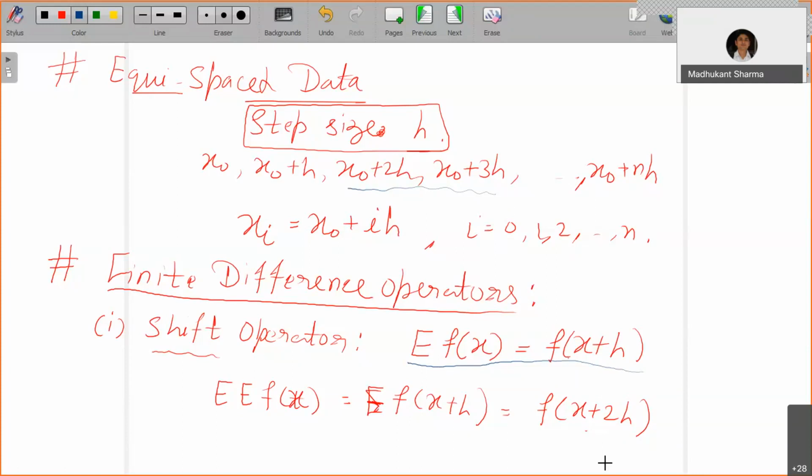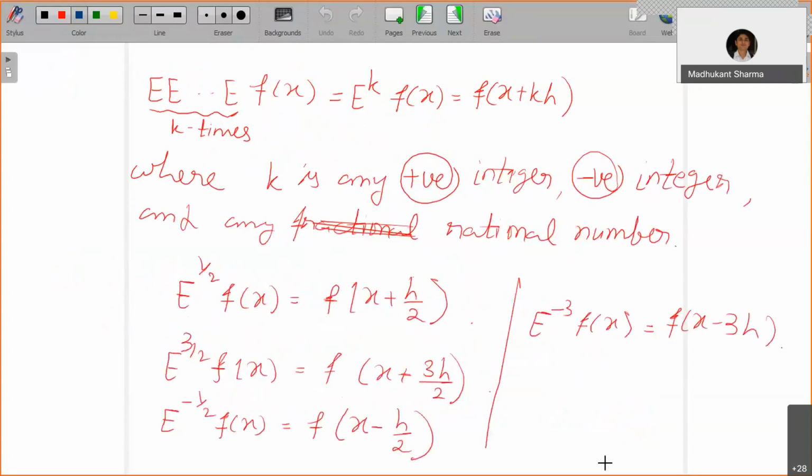Similarly, you can define that if you apply E k times, it is given by this form. Note that we are not restricting k to be an integer. This k may be a positive integer, and similarly you can define it for a negative integer and for any rational number. Examples are here.